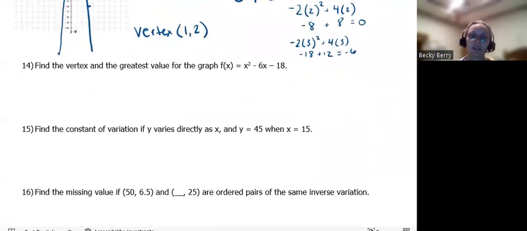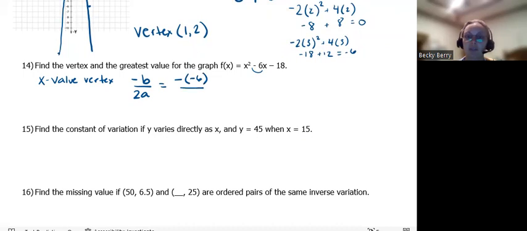The next one is find the vertex and the greatest value for this graph right here. Again, my vertex equation, or my x value of my vertex, is -b over 2a. This is my b value, and I'm going to take the negative with it. So my b value is -6. If I have a negative -6, it's going to be positive. And my a value is what's in front of the x squared. Don't say that there's nothing there. If there was nothing, you'd be multiplying by 0. There's actually an unspoken 1.